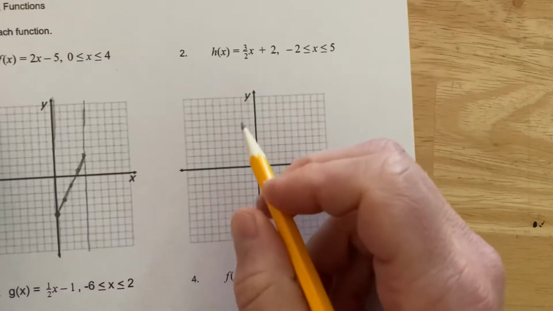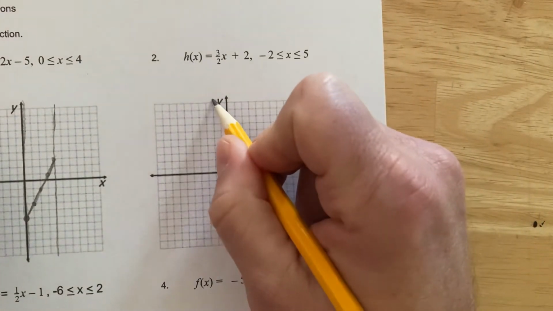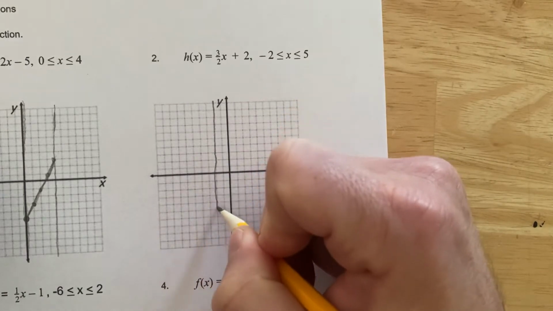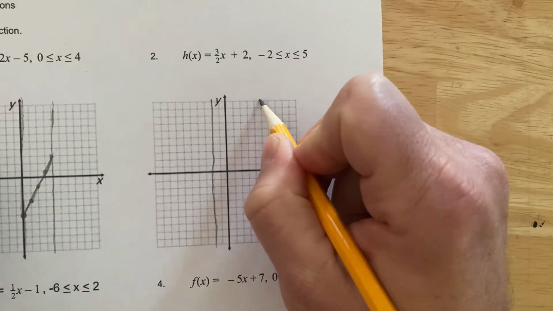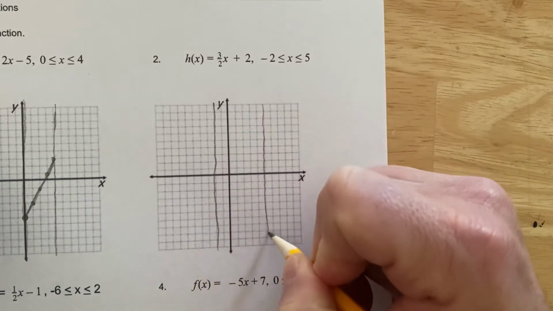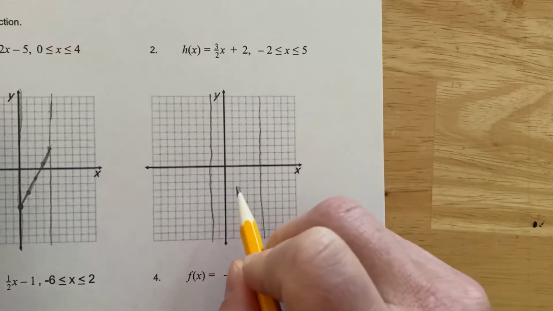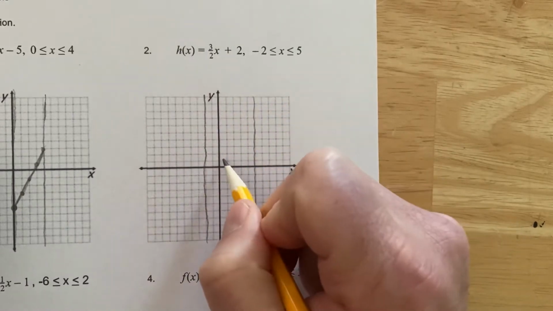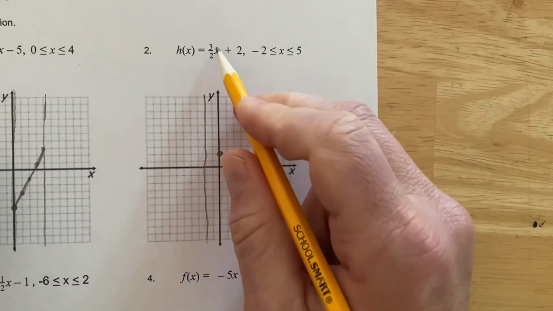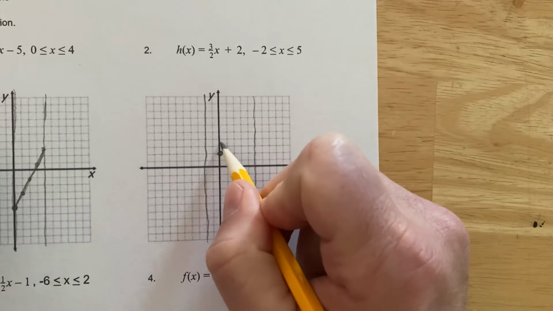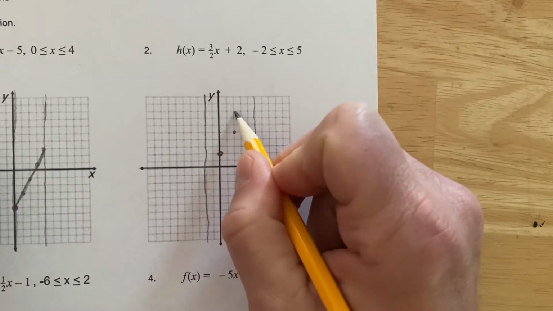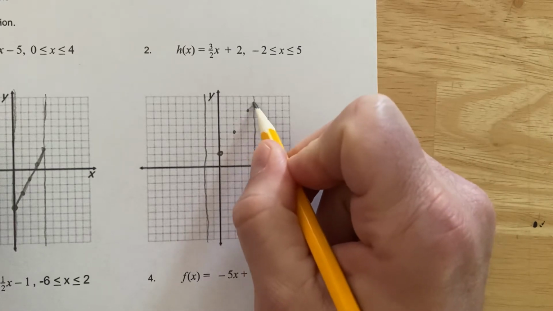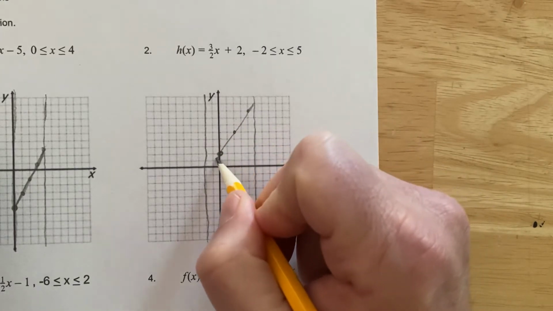Okay. Same thing here. I see that this is going between -2, so I go over to -2 and make a wall there. I go to 5, 1, 2, 3, 4, 5, and make a wall there. We're only going to graph in between those two walls. So this starts at +2 and goes up 3 over 2. Up 3, 1, 2, 3 over 2. And I can make a line now through those points.